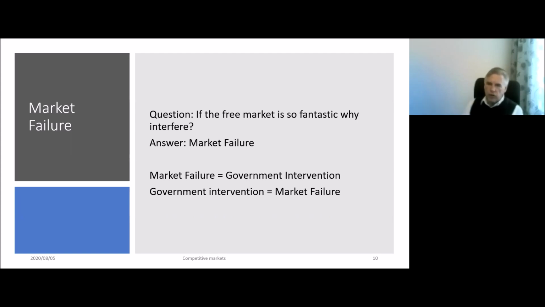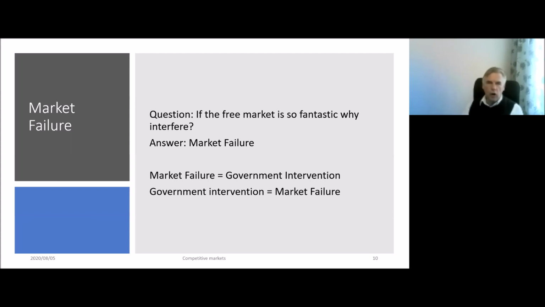So the way I put it in question and answer, if the free market is fantastic, why interfere? Well, the answer is people have said the market fails. There's market failure. So to them, market failure equals government intervention, or government intervention equals market failure. It doesn't matter which way. If the government intervenes, economists will say it's because of market failure. And if we can demonstrate an actual market failure, then the government will intervene.